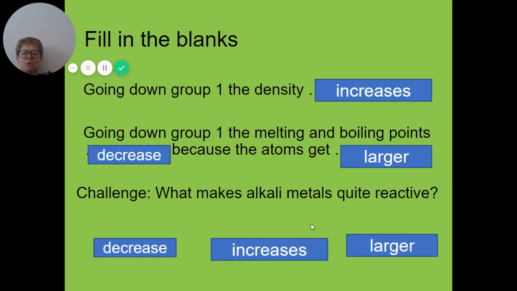And the challenge question was, what makes alkali metals quite reactive? I'm not expecting you to know this, but any bright sparks who already know something about the alkali metals might know that it's the outer electron on a group 1 metal that is involved in the reactivity. And the further away the outer electron is from the nucleus, the more reactive they are. We will cover that in more detail another time. I'm not going to go into that now.